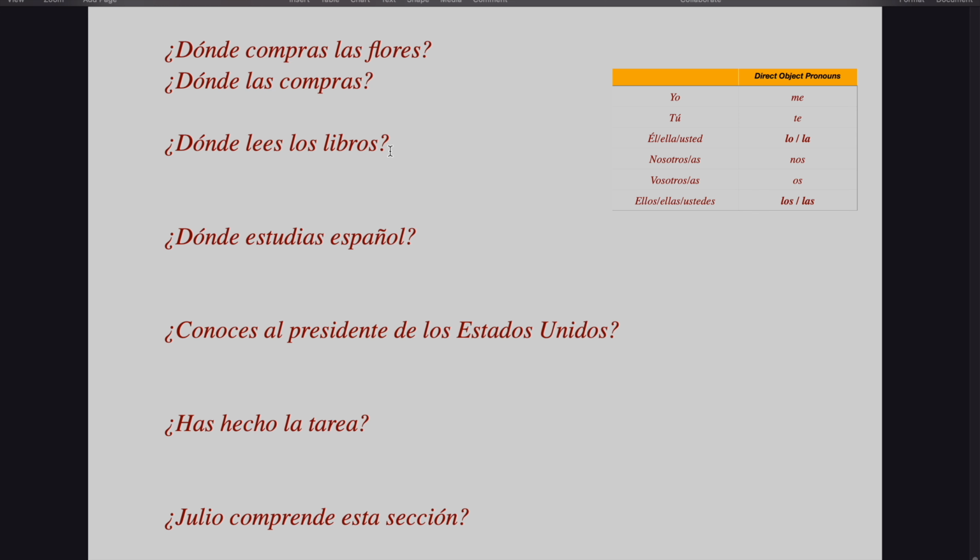¿Dónde las compras? Next one, ¿dónde lees los libros? Where do you read the books? ¿Dónde los lees? That's it. What is the object here? Los libros, which is a masculine noun in plural. So I will take the corresponding los and put it before the verb. What is the verb in the sentence? Lees. The object pronoun always precedes the verb. So los should be placed before lees.